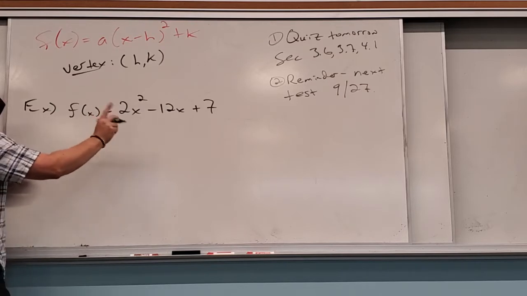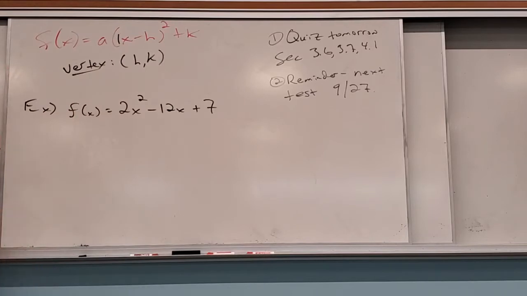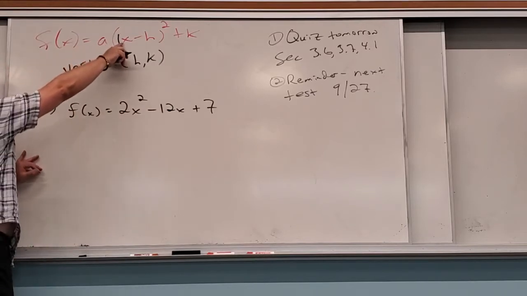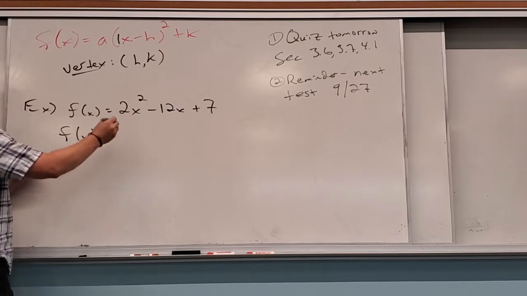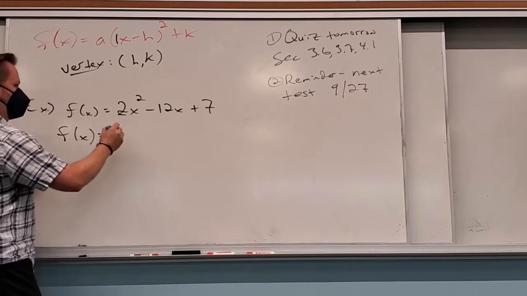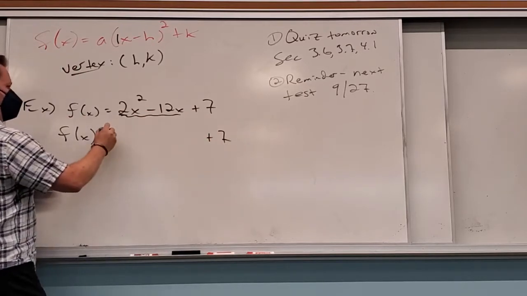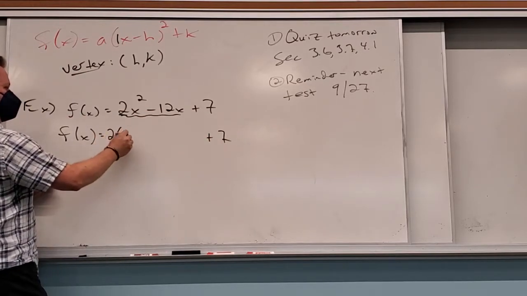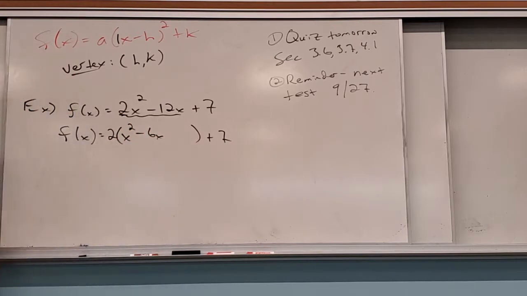What really sucks about this one, notice how this has to be a 1, right? Right here it's got to be a 1. So what do I need to do first? Is that a 1? No. So what do I have to do? Take a 2 out. And leave some room, right?